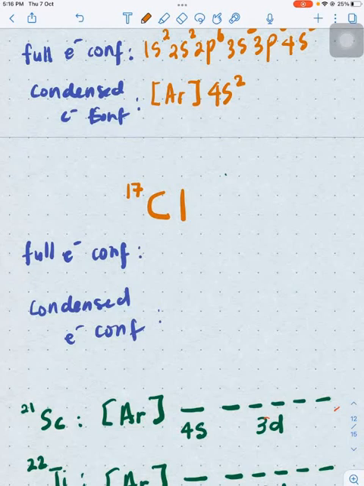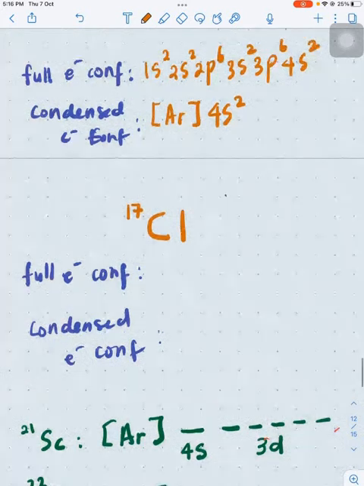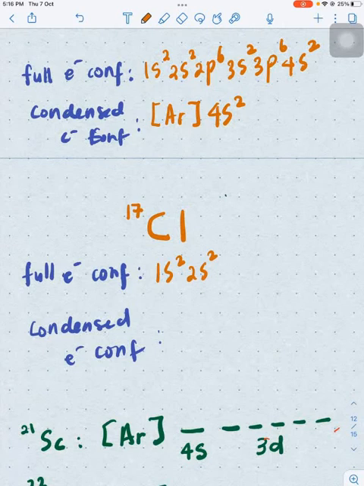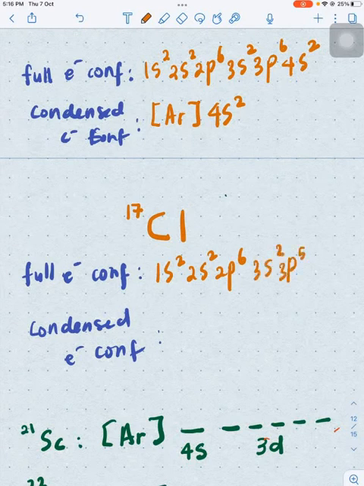Chlorine, siapa nak try? Darwish ada Darwish? Ada. Okay. So could you please share your answer for calcium lagi for chlorine? 1s2, 2s2, 2p6, 3s2, 3p5. 3p5. Okay, so seems like the arrangement pun betul and the total number of electrons pun betul. So yes, that's a correct answer.